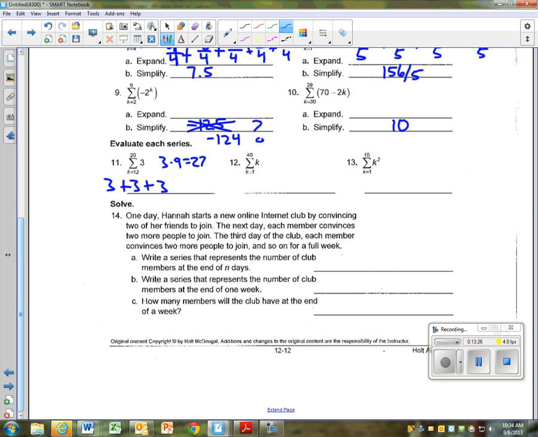Now look at this one right here. Numbers 1 through 40. Okay? Well, that's a little bit different. What's the first number? Instead of showing you the first number now, I'm going to ask the last number. Okay, what's the second number?